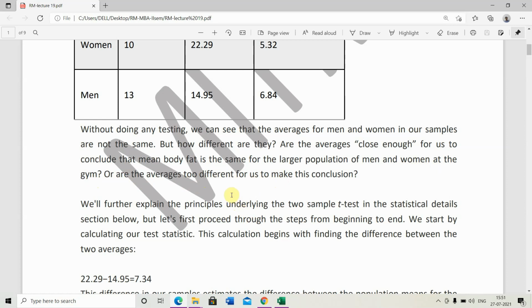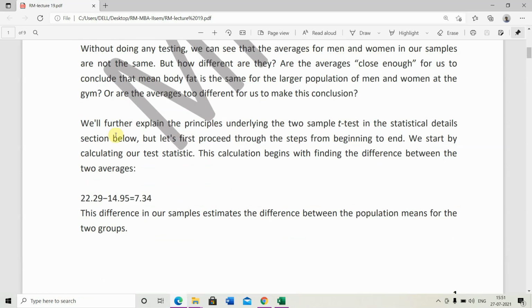तो इसके लिए देखते हैं कंक्लूजन निकालने के लिए क्या हमें चाहिए। We will further explain the principle underlying the two sample t-test in the statistical details section below. But let's first proceed through the steps from beginning to end. We start by calculating our test statistic. This calculation begins with finding the difference between the two averages.